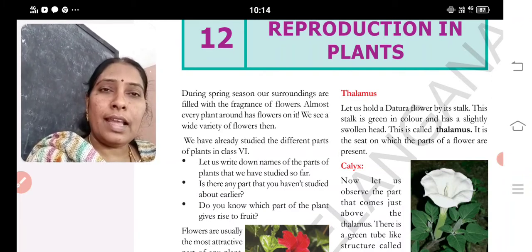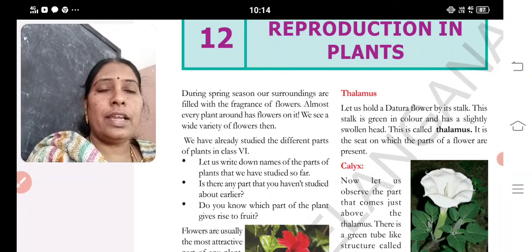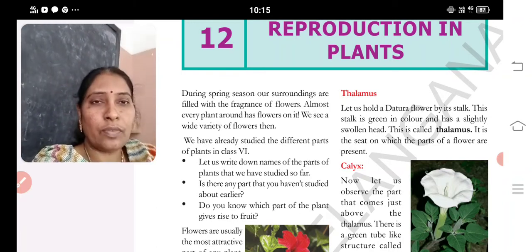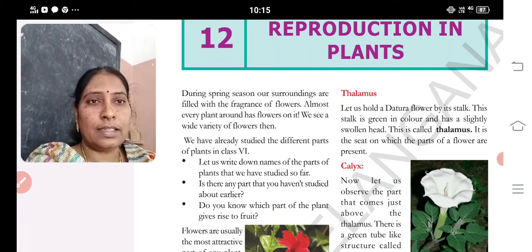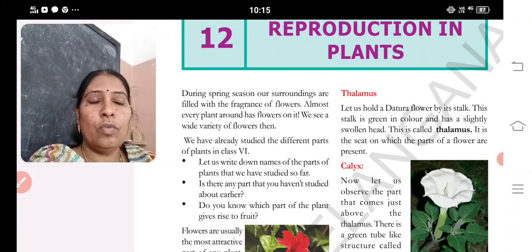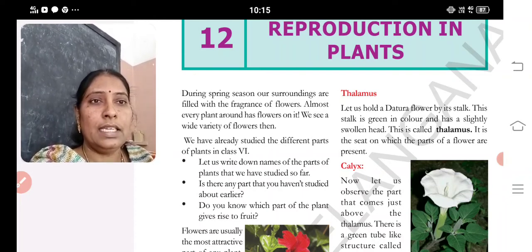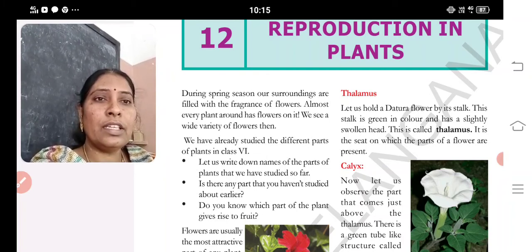Now in class 6 you studied about the different parts of a plant. What are the different parts of a plant? Root, stem, flower and fruit, leaf, branches. All these are the different parts of a plant. Let us write down the names of the parts of a plant that we studied so far. Stem, leaf, root, flower, fruit are the different parts of the plant. Is there any part you have not studied earlier? Do you know which part of the plant gives rise to a fruit?